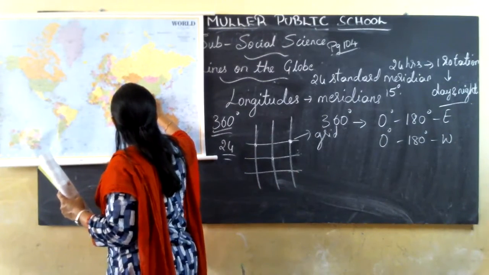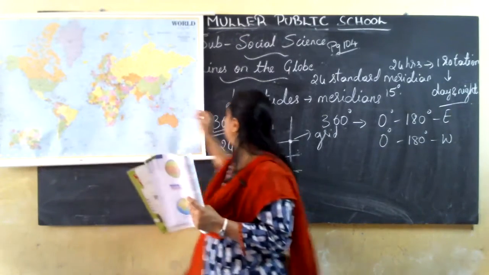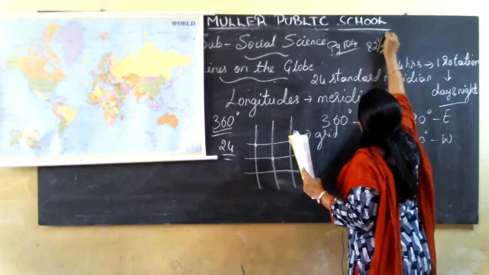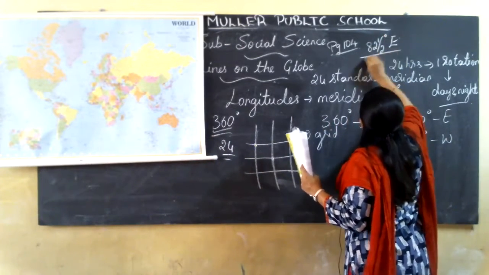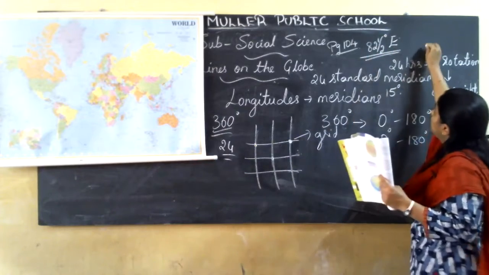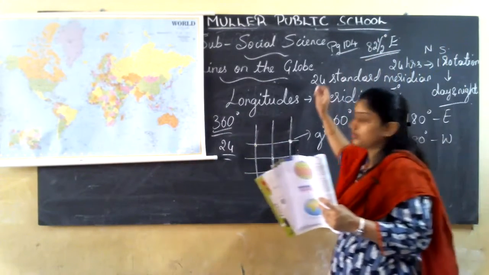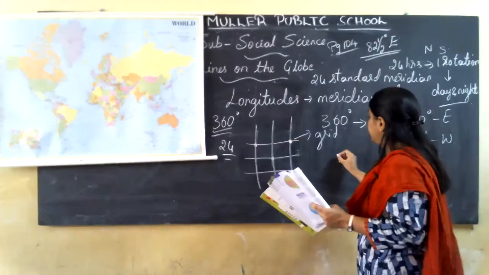Okay, near Uttar Pradesh, the 82.5 degree east, this is the longitude. So east, west means longitude, and when north or south comes, it is latitude. So first the latitude is read like this.